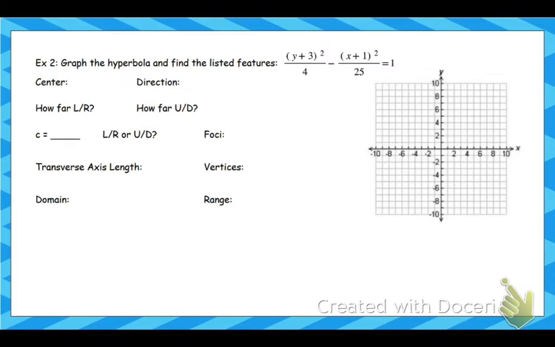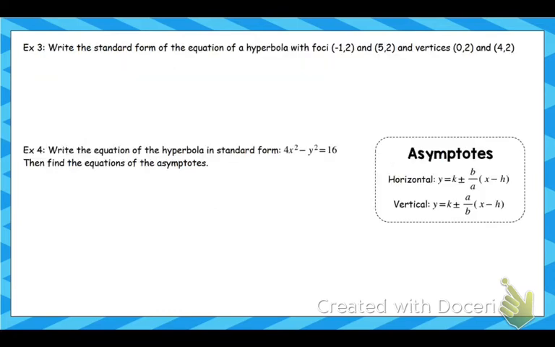All right, so now we're going to go ahead and write some equations. So it gives us some information. So again, a lot of times when you see this information, it helps to kind of draw a picture. It makes it a little bit easier. So it tells us where the foci are: -1, 2, and 5, 2. Well, if our foci are there, let's go ahead and also do our vertices. Our vertices are at 0, 2, and 4, 2.